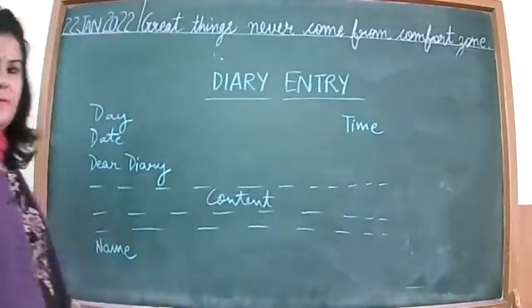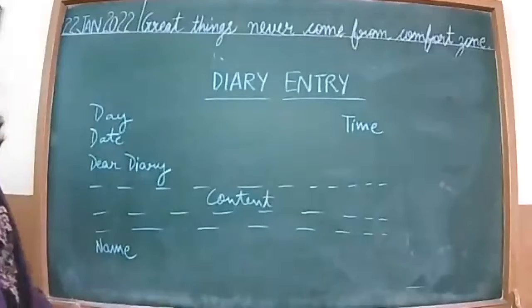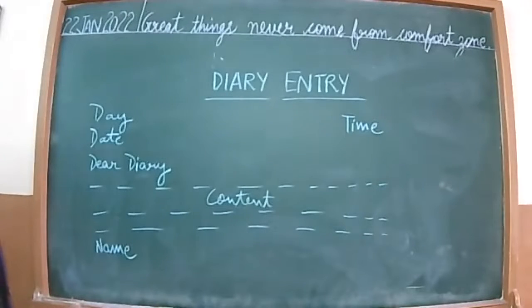Fine. So this is the format of diary entry. Please note down. This is the format of diary entry. Day, date, time on right side. Then skip one line, dear diary. Then skip one line, content. And then name at the last left side. So this is the format of diary entry.